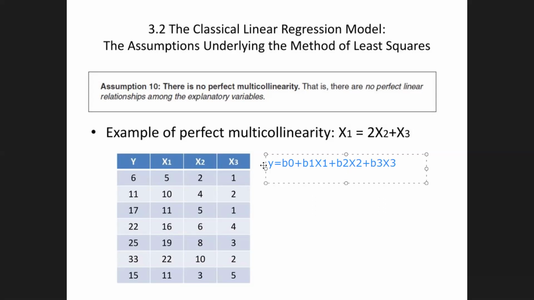If you run this regression, this is your task. Try this model in any software. You will find that you cannot find the estimates of beta 1, beta 2 and beta 3, because x1 is linearly related with x2 and x3. So this is called perfect multicollinearity. Whenever you run the regression, confirm that there is no perfect multicollinearity between the explanatory variables.